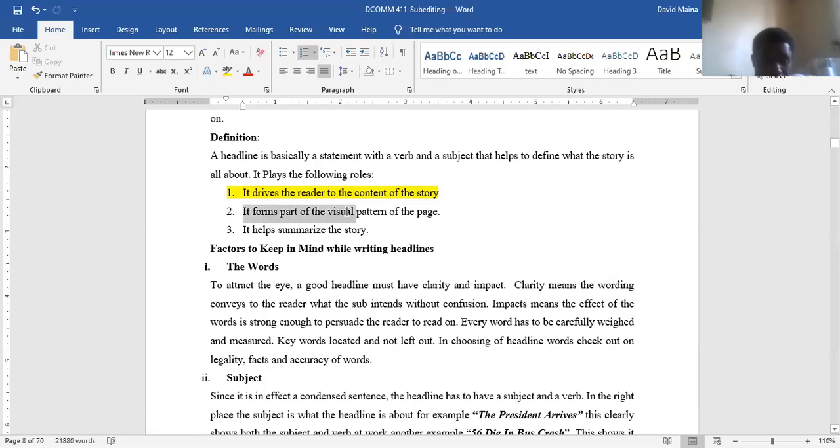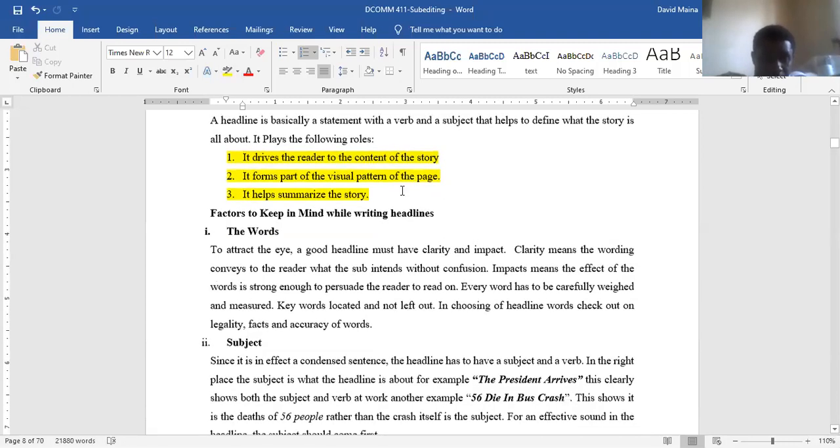It forms part of the visual patterns of the page. Before you buy the newspaper, the first thing that you usually see is the headline, because it forms that visual part of the page. And then it helps summarize the story. Another thing that I usually tell my students, afadhali ununue newspaper, usome two headlines.